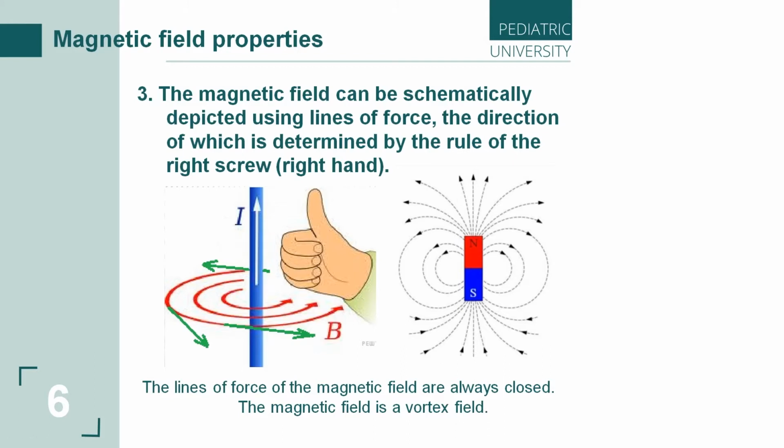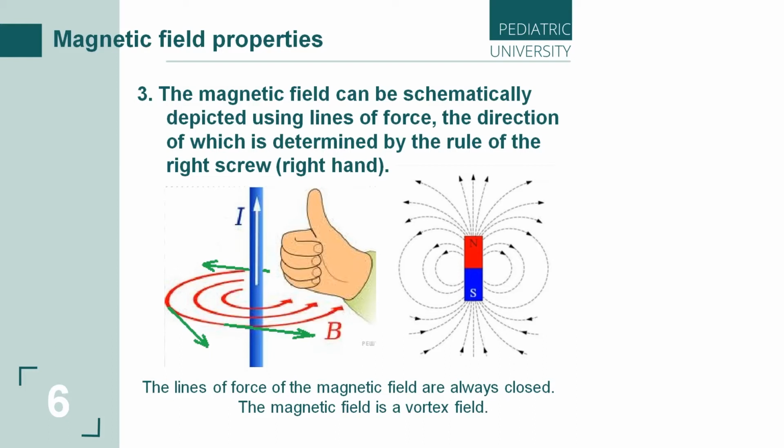Because the magnetic field is a vortex field. In the electric field it will be the opposite: we draw it like the sun, like sunlight. The magnetic field is a vortex field, so the force lines of the magnetic field are always closed.